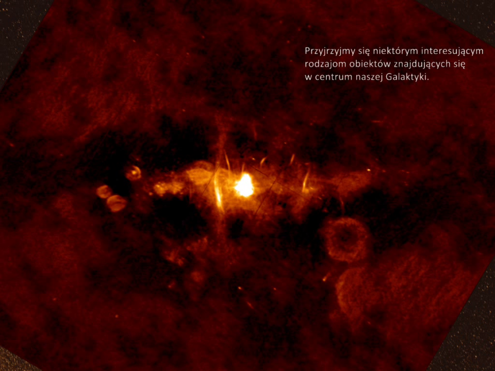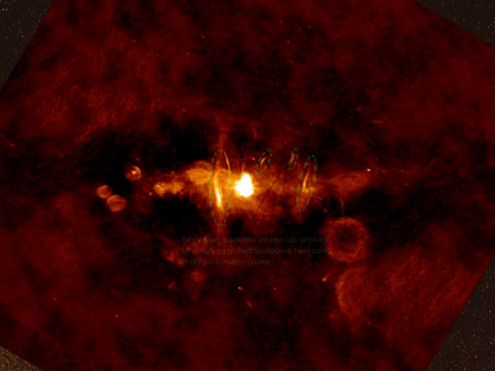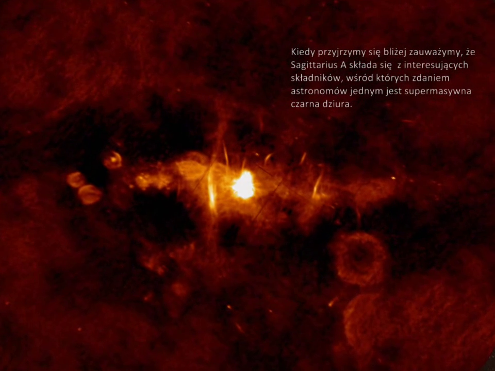Let's look at some of the interesting types of objects found in the center of our galaxy. When some massive stars die, they leave behind supernova remnant shells. These thin linear structures, or filaments, are probably caused by magnetic fields. This feature is the brightest source of radio waves in the constellation Sagittarius and is given the designation Sagittarius A.